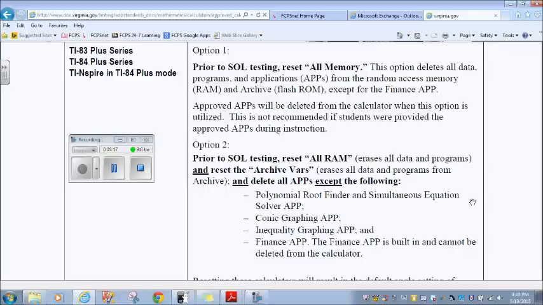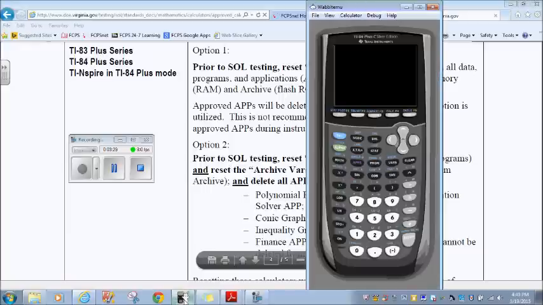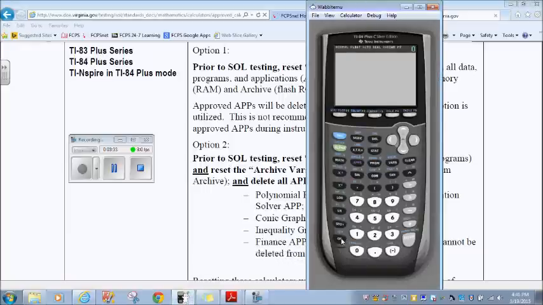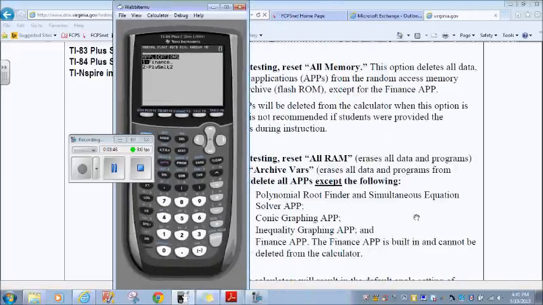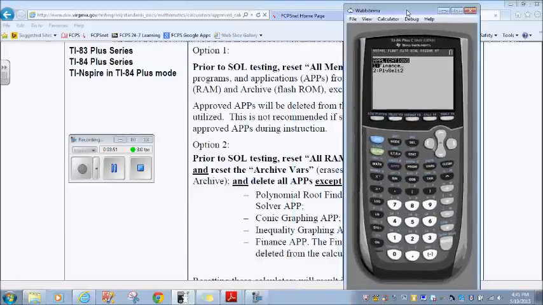This is a super app that you can use during the SOL to help you out. Let me show you how it works, okay? So, on the calculator that you get from the school, once you turn it on, if you hit this pink apps button here, you should have Poly Simult here. PolySmlt 2, whatever. That is the polynomial root finder and simultaneous equation solver app. Now, let me show you what you can do.